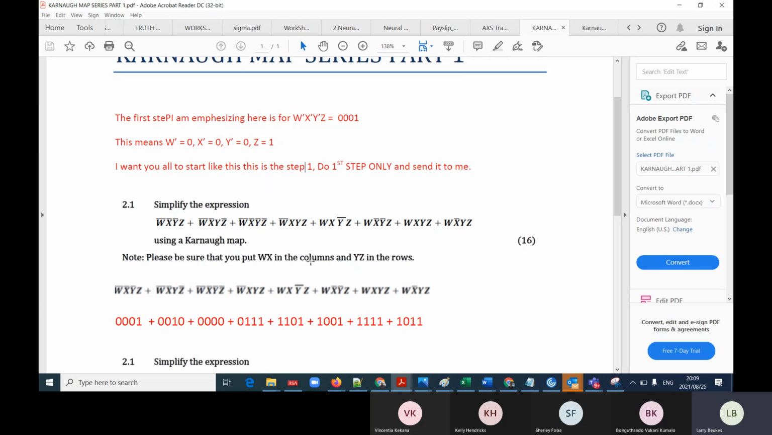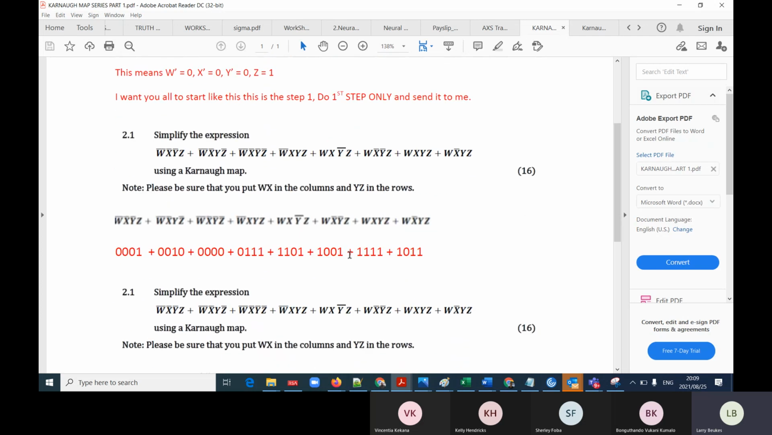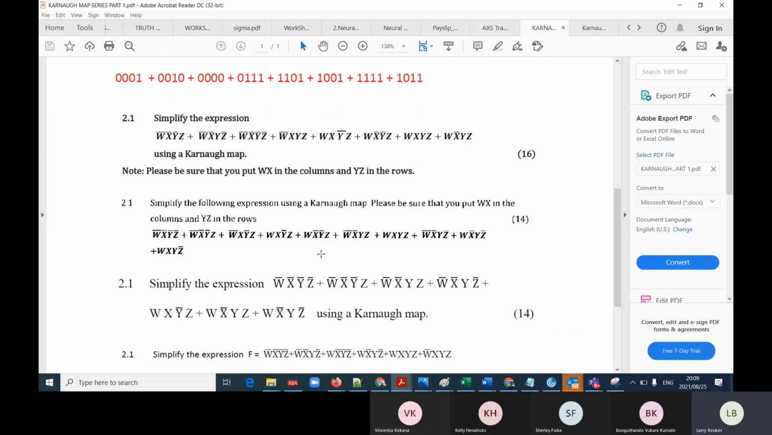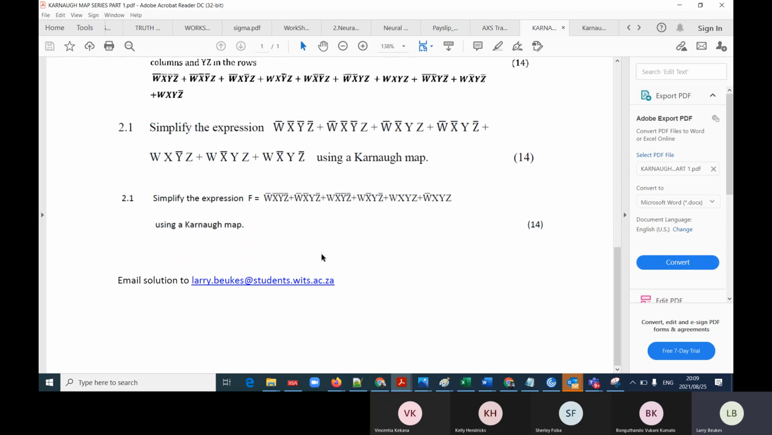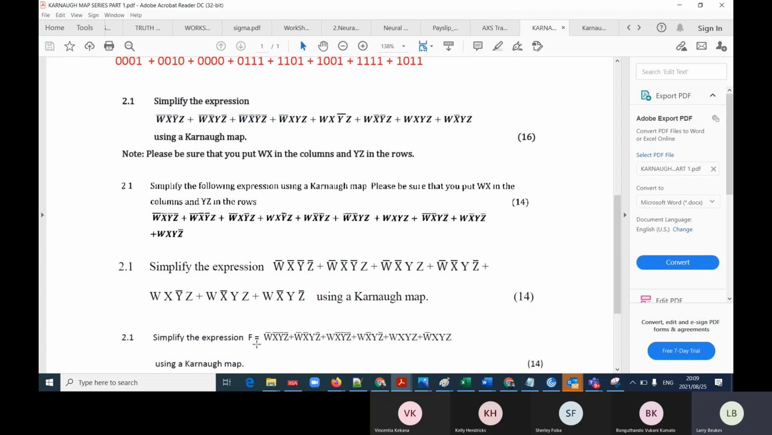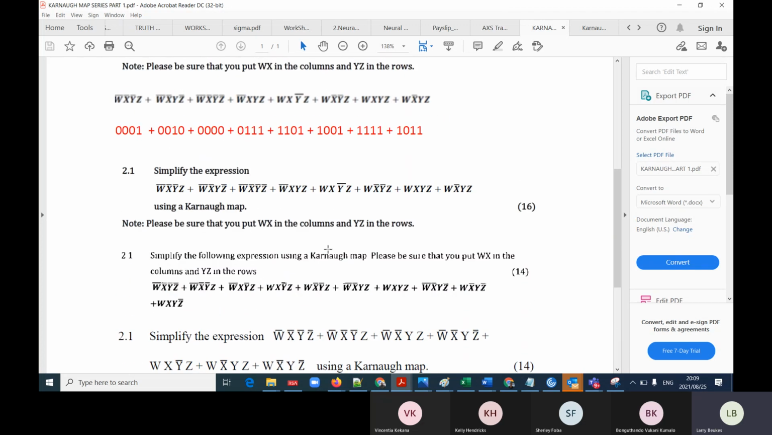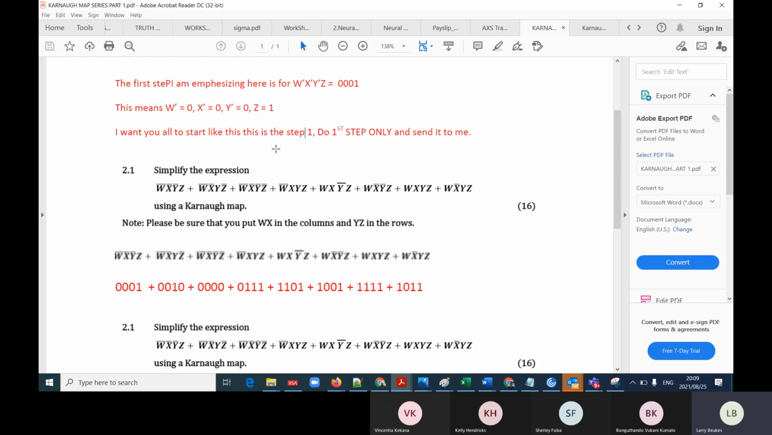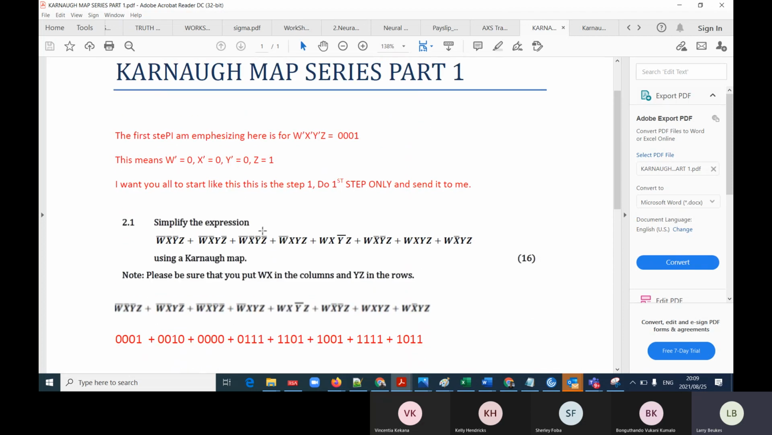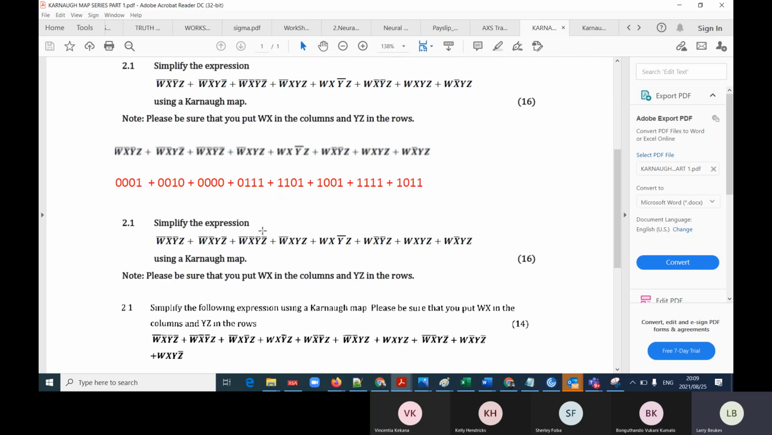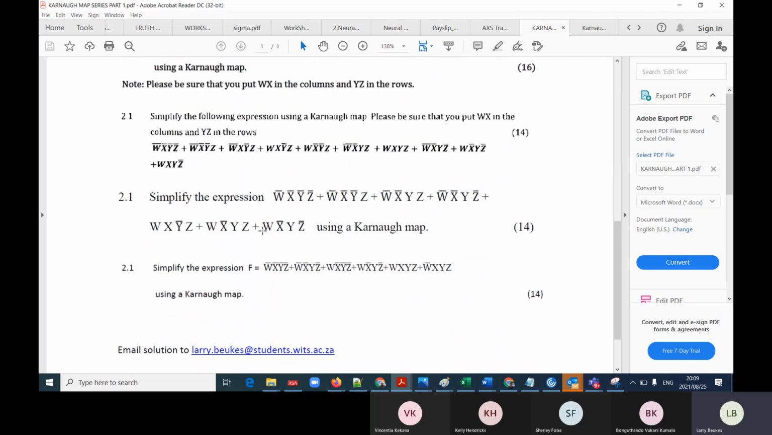Please be sure to put WX in the columns. Okay, let's see this one. There's something that I'm looking for. The tough one that I'm looking for is not here, but please attempt to do this. You will get something like this in the exam, definitely.